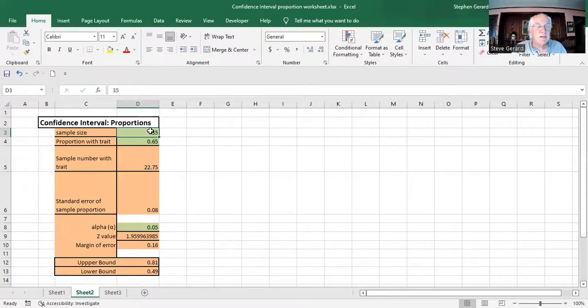Suppose my sample size were 100. Look how much smaller my confidence interval is. The low jumped from 0.49 to 0.56. It dropped the upper bound from 0.81 to 0.74. Increasing the sample size reduces the size of your confidence interval. Crucial point here.